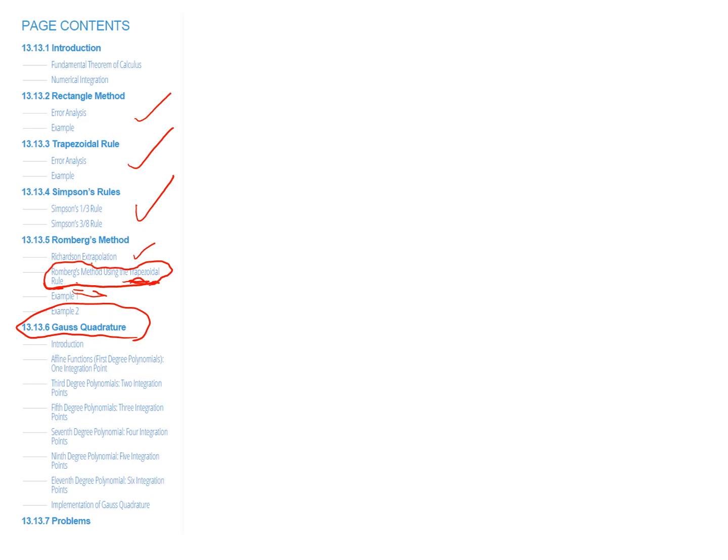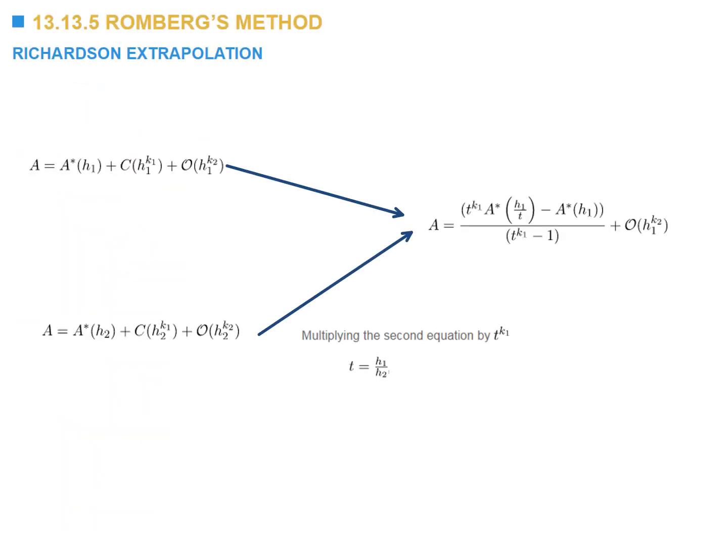So basically, Romberg's method you can think of as an extension to the trapezoid rule, where we are going to use the numerical estimation of the area under the curve using the trapezoid rule, and we're going to use a few of them to find a very good approximation for the area under the curve. So Richardson extrapolation is as follows.